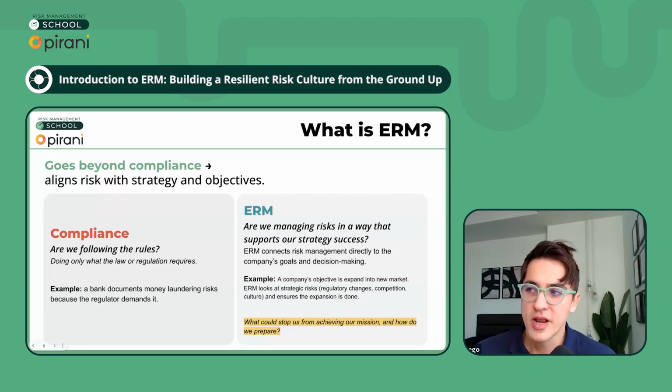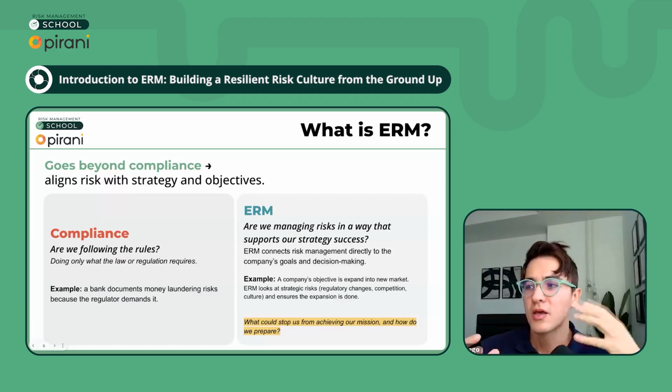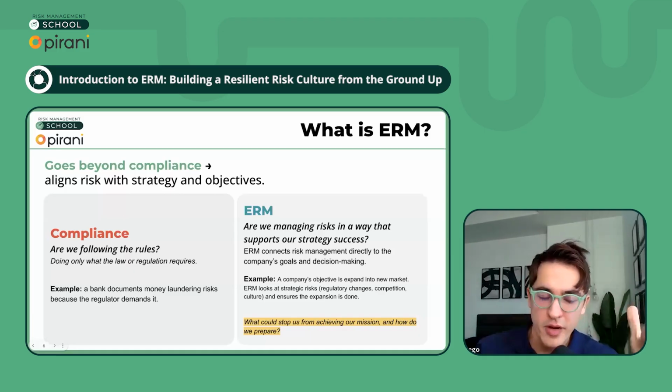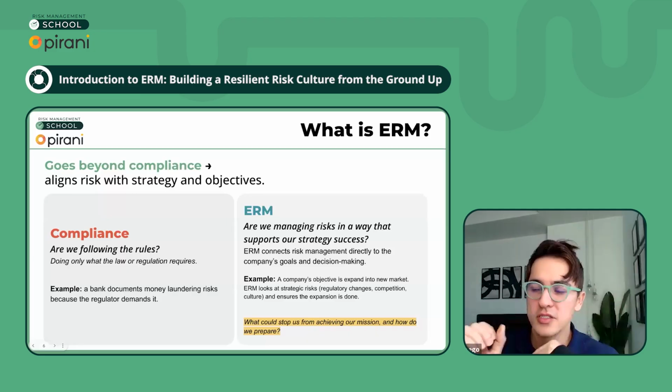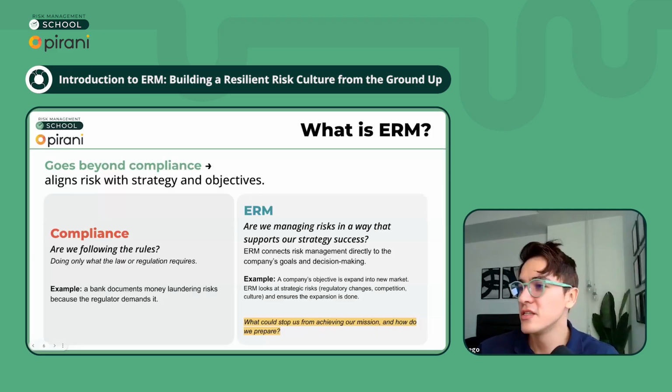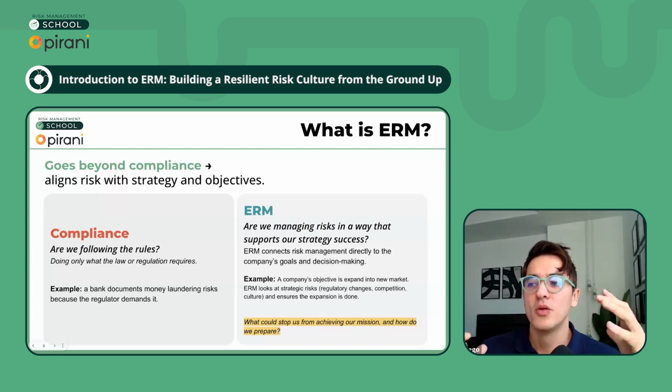So ERM connects risk management directly to the company's goals and decision making. An example is a company whose objective is to expand into a new market. ERM looks at strategic risks, regulation changes, competition, and culture to ensure that the expansion is done well. So ERM is about what could stop us from achieving our mission and how do we prepare.